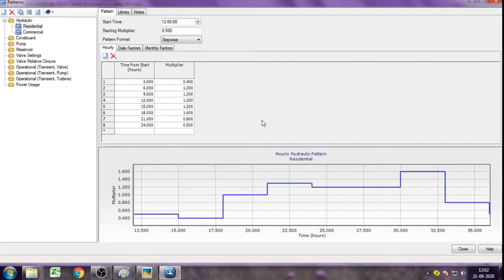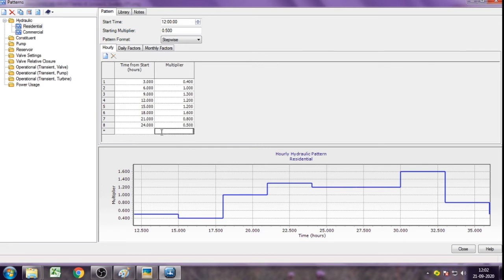Then after that it decreased a bit, because in the daytime not all the members of the family are in the house, so it decreased a bit. Then in the evening time it again increased, that is from 15 to 18 hours it again increased, because the evening consumption of water is also more. Then at 21 hours, because it is night time, the water demand again decreased.